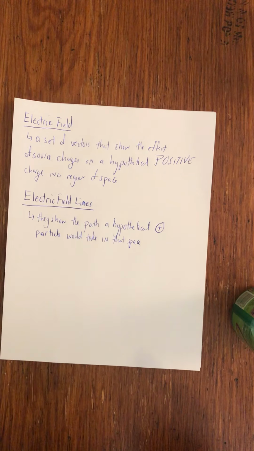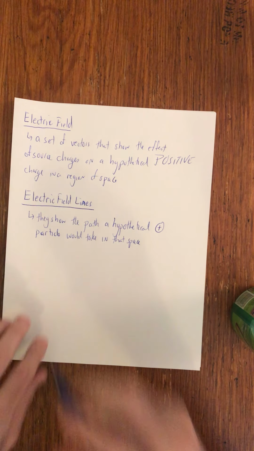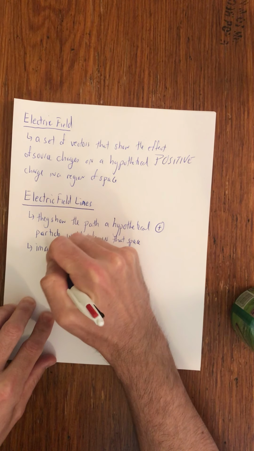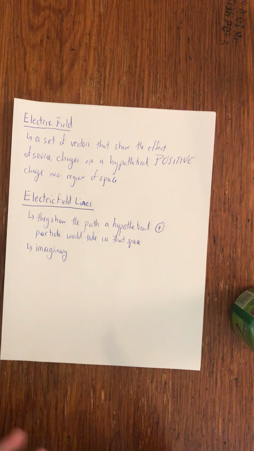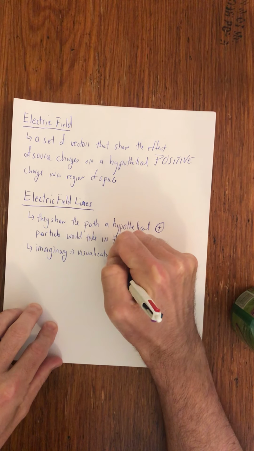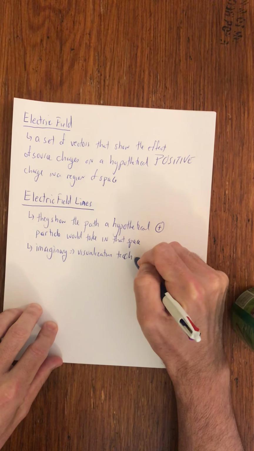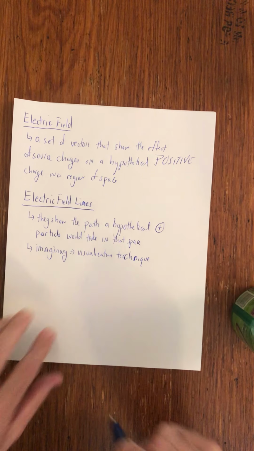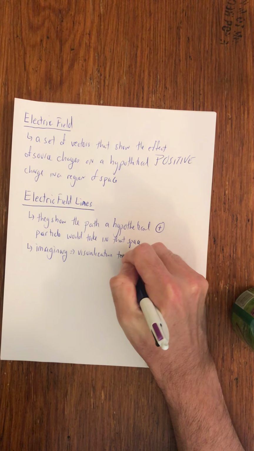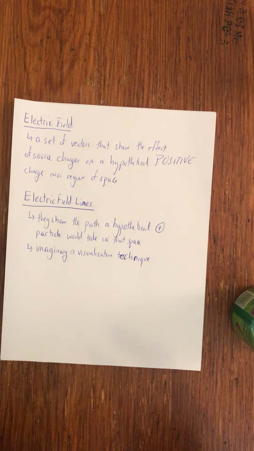Okay? Because they're just showing the path a hypothetical positive particle would take in space, remember, these things are imaginary. There's no real electric field line. It's a visualization technique. I add this in because I never used to say that, and then it became clear to me that my students thought they were real things, so I just say it now. So they're imaginary, it's a visualization technique.